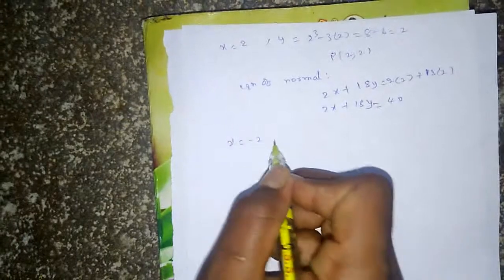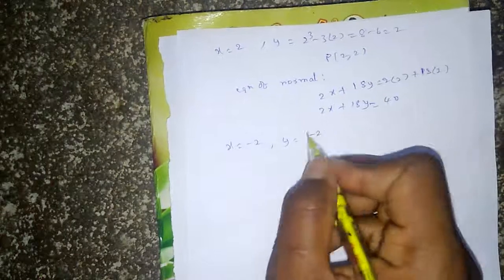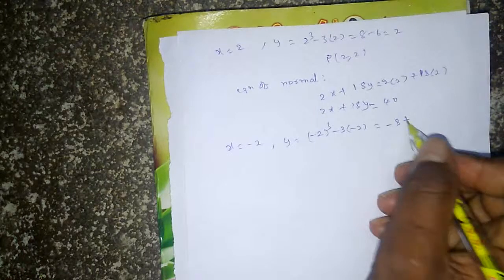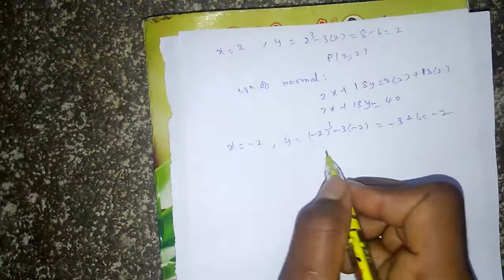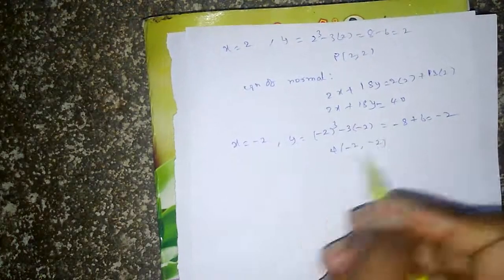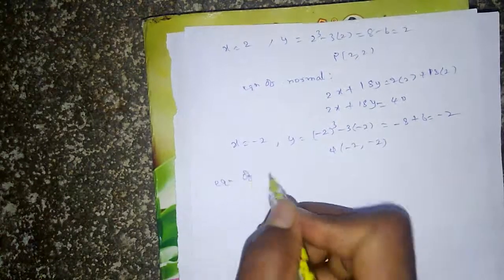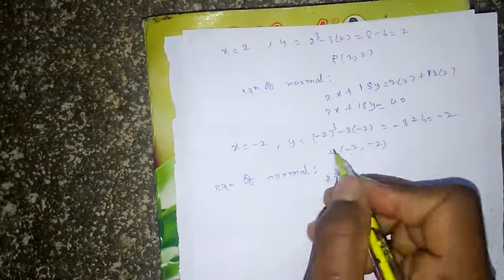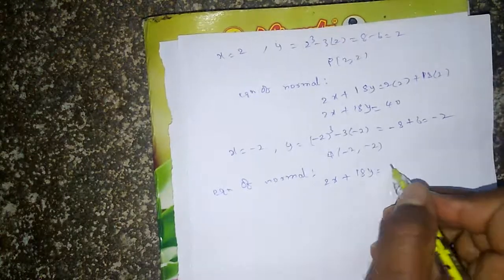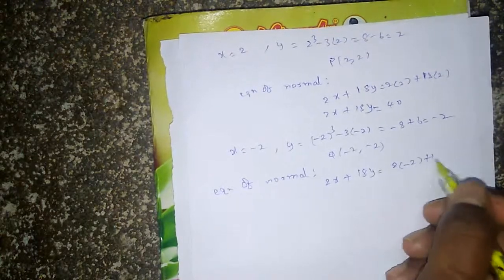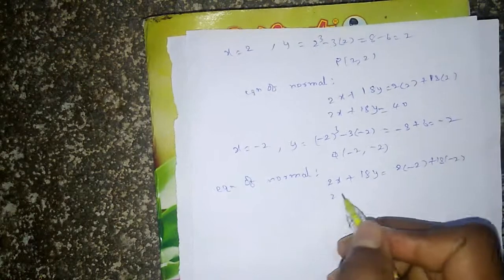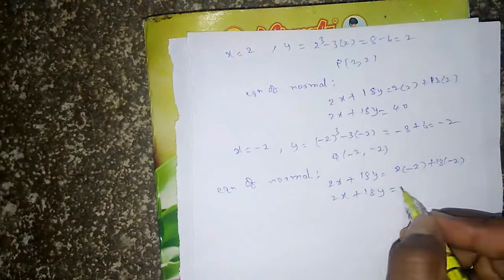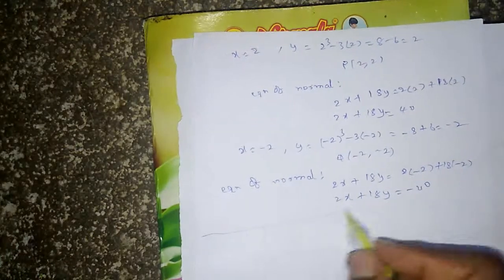Again for x is equal to minus 2, y is equal to minus 2 cube minus 3 into minus 2. This is minus 8 plus 6, that is equal to minus 2. Therefore another point is minus 2 comma minus 2. Here equation of normal is 2x plus 18y is equal to 2 into minus 2 plus 18 into minus 2, that is equal to minus 4 minus 36, that is equal to minus 40.